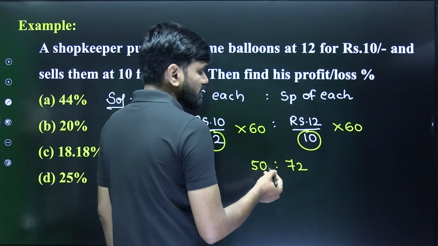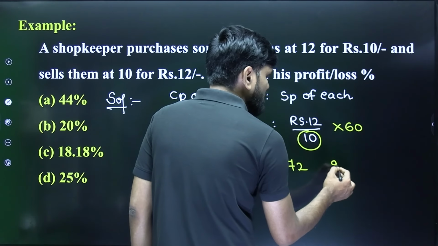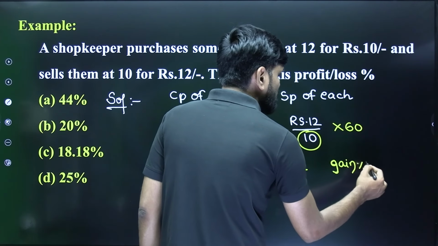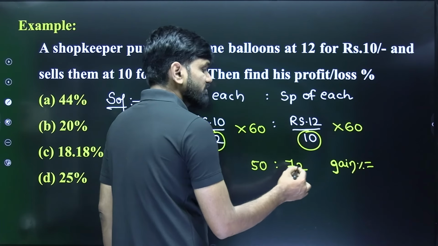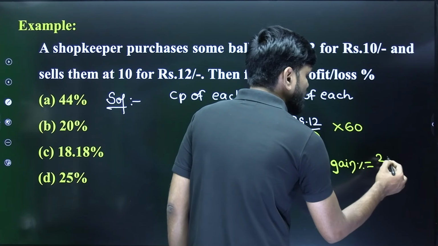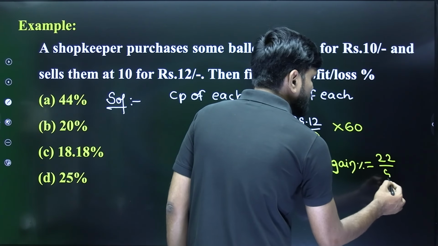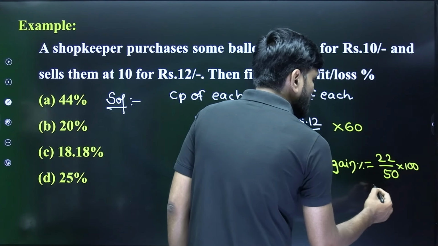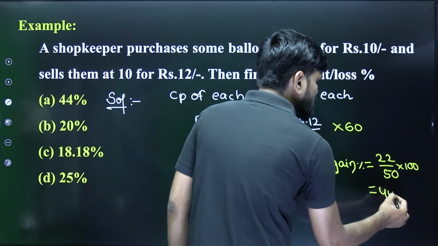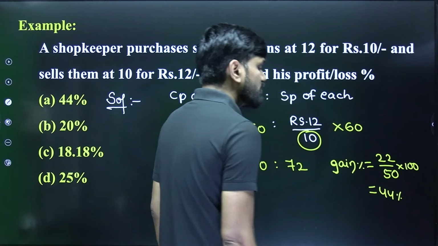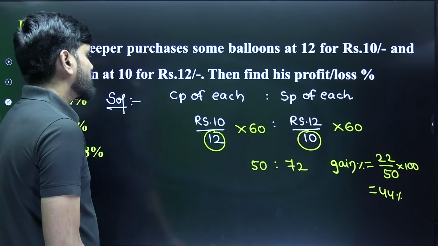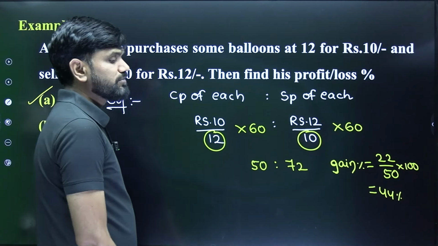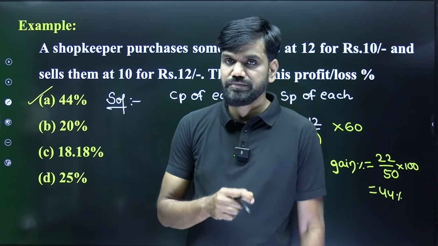From this we can now find gain. Gain percent is equal to, a 50 rupees article is sold for 72, means there is a gain of 22 for every 50. 22 by 50 into 100. That gives you how much percent, dear? 44%. Hence your answer has to be 44% gain. That should be option A.